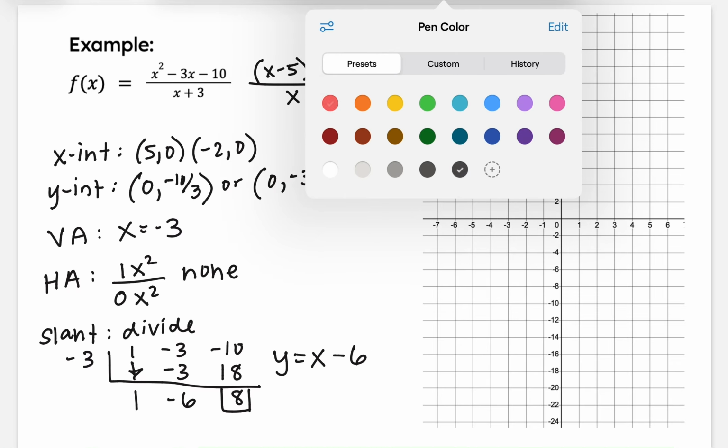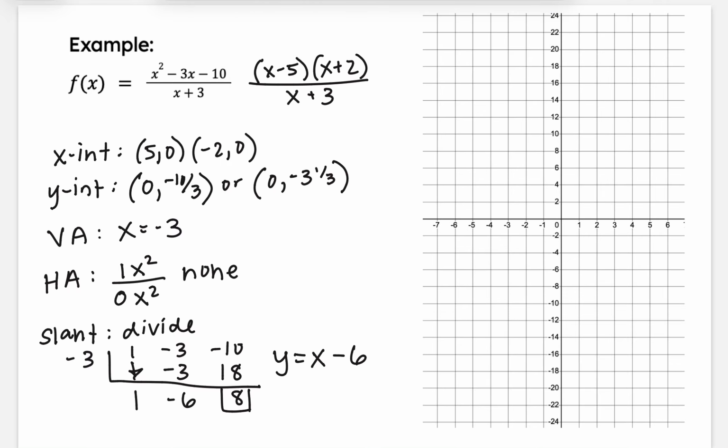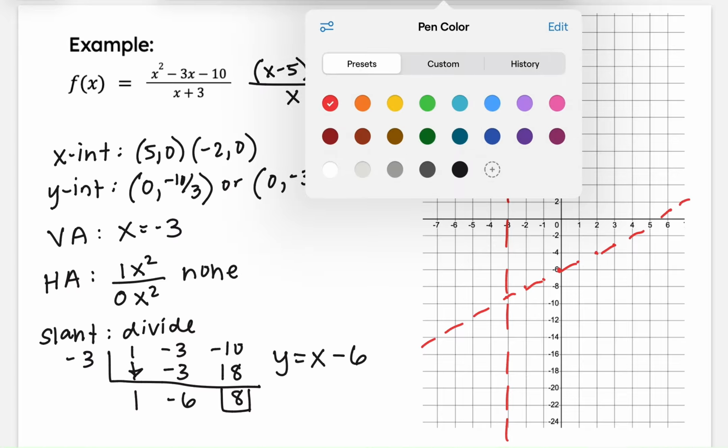Okay, so let's go ahead and put all this on here now. So vertical asymptote at negative 3. Slant asymptote at y equals x minus 6. So that means I go to negative 6, and my slope is up 1 over 1. And I'm noticing that my y-axis of my graph is going by 2's. So this is not the easiest to draw, but there we go. There's my slant asymptote. Okay, and now I need some points on my graph.